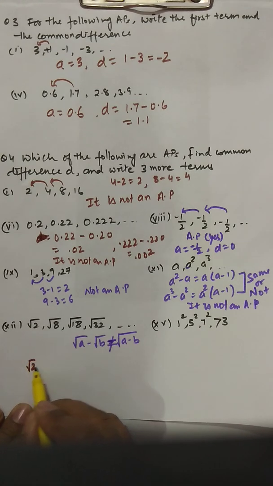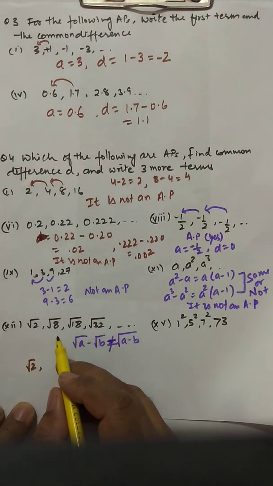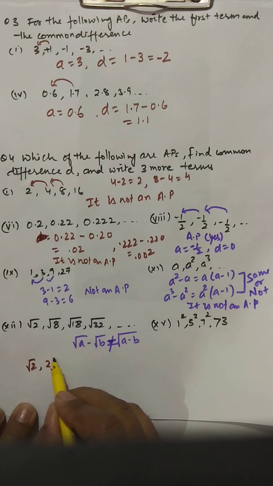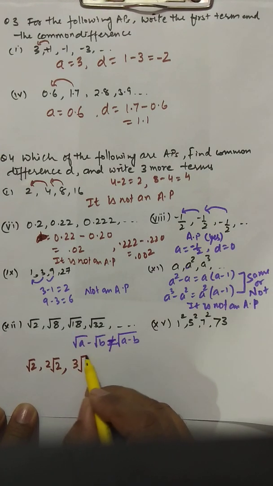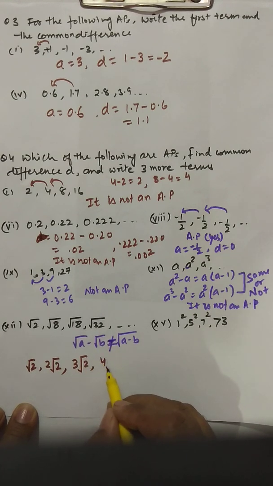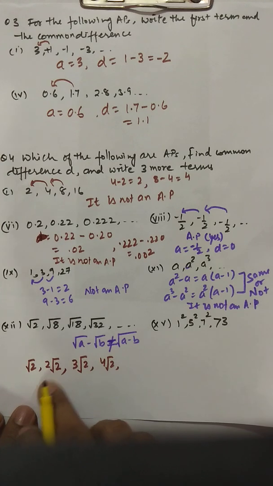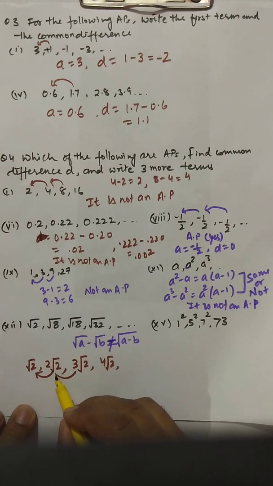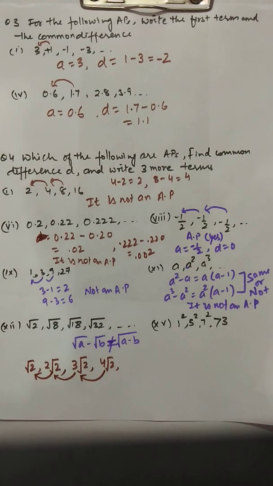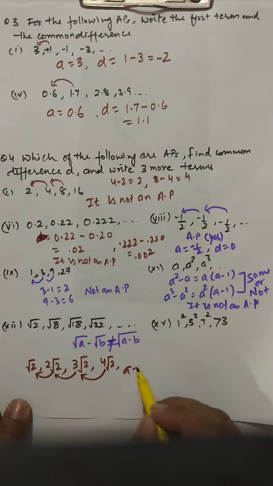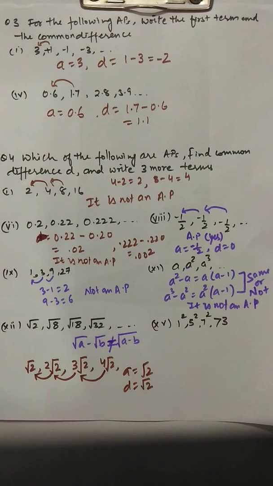That is, root 2 is root 2. Okay, root 8 is actually 2 into 2 into 2, 3 times. So the pair you take outside, then this is 2 root 2. Then root 18 is 9 into 2, so 9 into 2 means 3 into 3 into 2. So you take the pair outside, and this is 3 root 2, and this is 4 root 2. Now you can see very clearly that the difference is always coming the same, because now these are all like terms. So when they are like terms, you can find the difference. So A is going to be your root 2 and D is 2 root 2 minus root 2, it's going to be root 2. So here both A and D are the same.